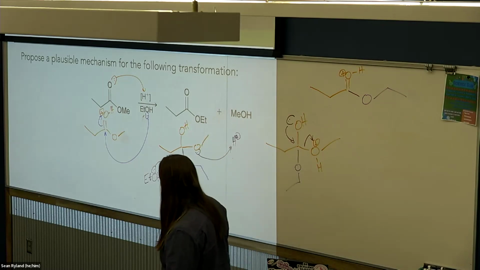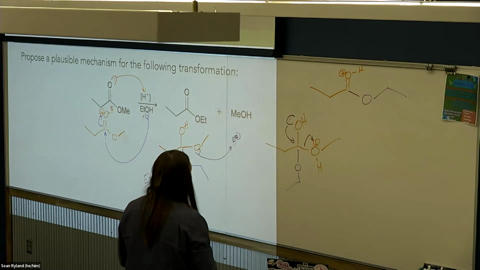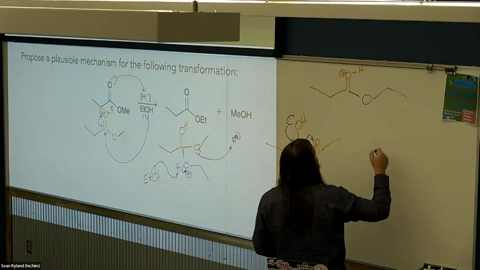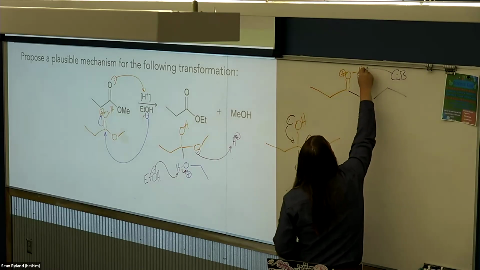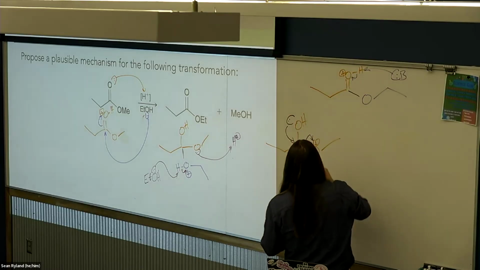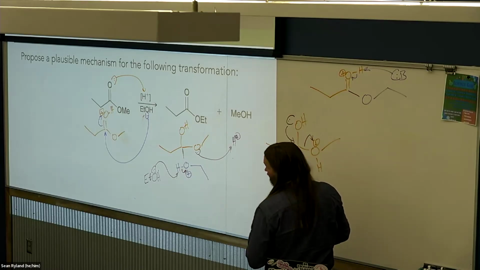What's the last thing we have to do? Proton transfer. So another random base around. And then we're there.